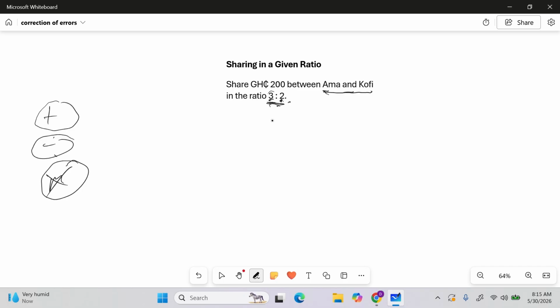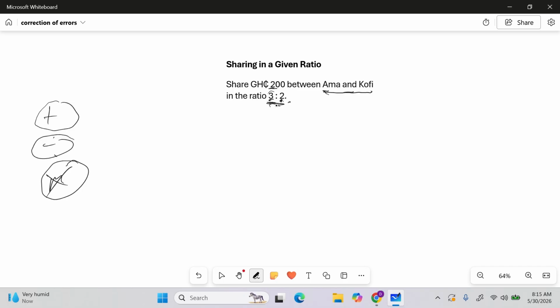But what does it mean? 3 to 2, what does it mean? It means that when we are sharing this amount of money, Amma is going to take 3 parts of the money, and Kofi is going to take 2 parts of the money.